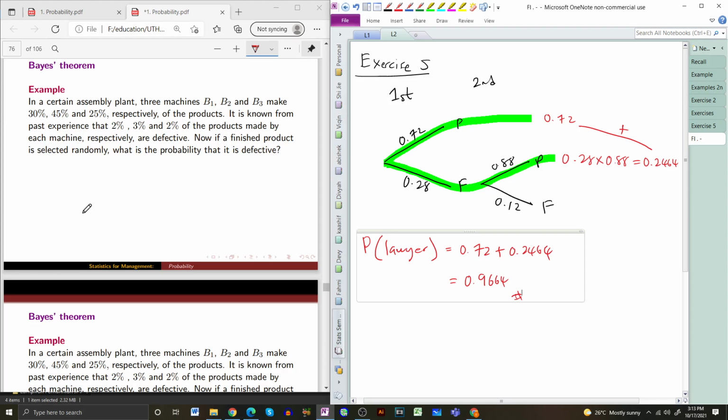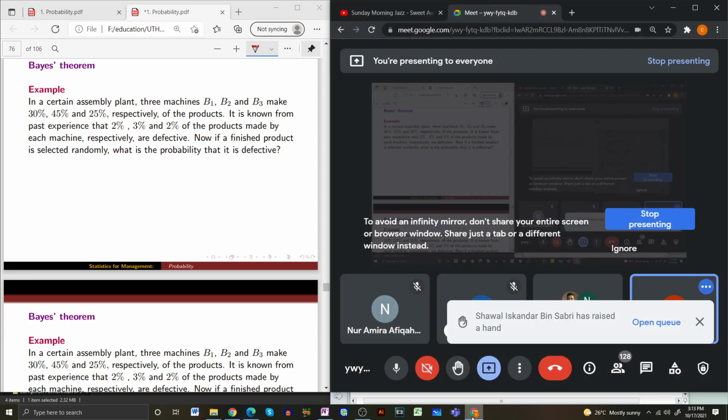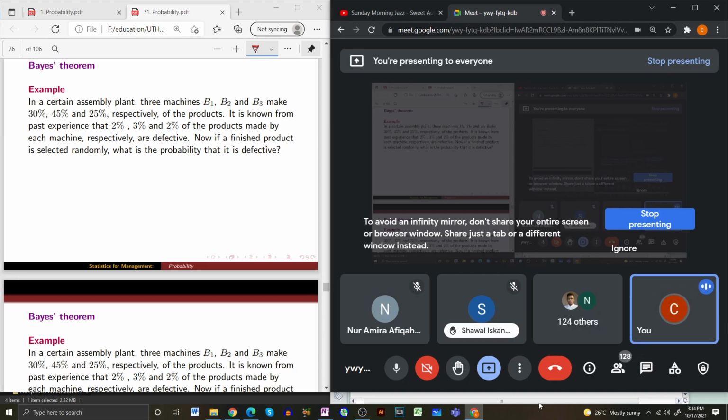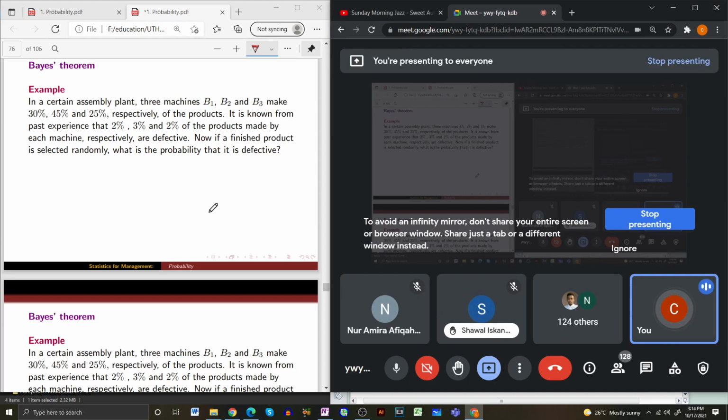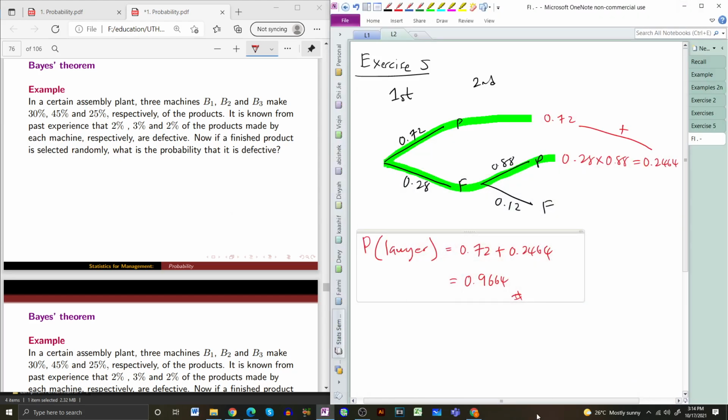I think tomorrow is the first section, 11 to... Shawal Iskandar is raising his hand. I don't know why. Shawal, anything? Any problem? Yes, sir. Why are you raising your hand? Anything? My line is low. Your answer? Sorry, you have done this one. Which one did you answer? Anyway.